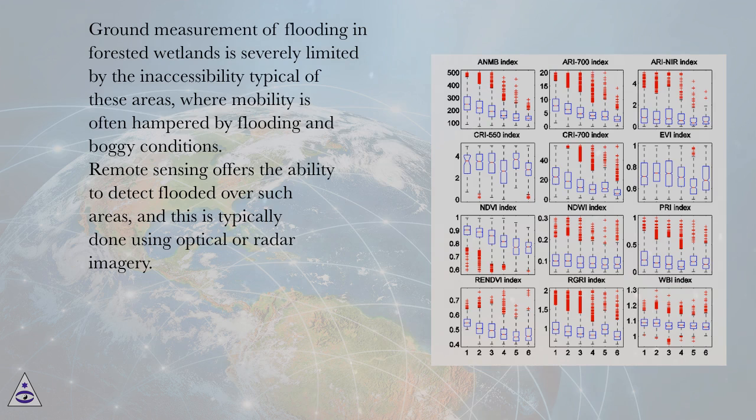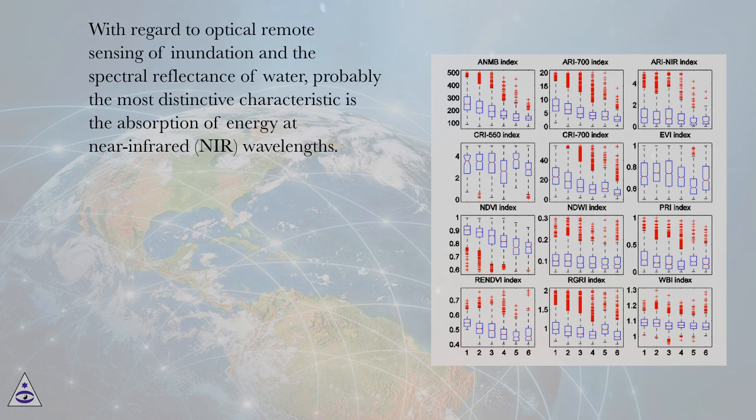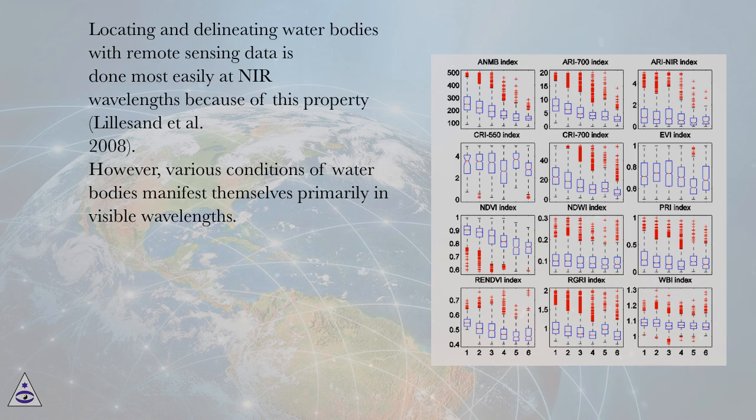Remote sensing offers the ability to detect flooding over such areas, and this is typically done using optical or radar imagery. With regard to optical remote sensing of inundation and the spectral reflectance of water, probably the most distinctive characteristic is the absorption of energy at near-infrared, NIR, wavelength. Locating and delineating water bodies with remote sensing data is done most easily at near-infrared wavelengths because of this property, Lillesand et al. 2008. However, various conditions of water bodies manifest themselves primarily in visible wavelength.